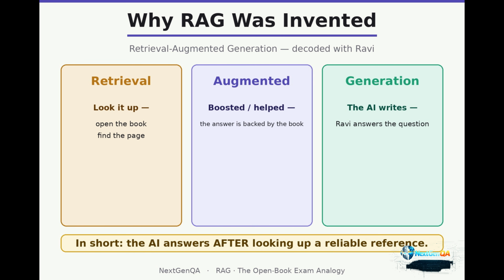So the big question becomes, how do we build this open book system? How does the AI actually find the right page out of thousands of pages in a fraction of a second? That is the machinery of RAG, and we will now walk through it step by step.